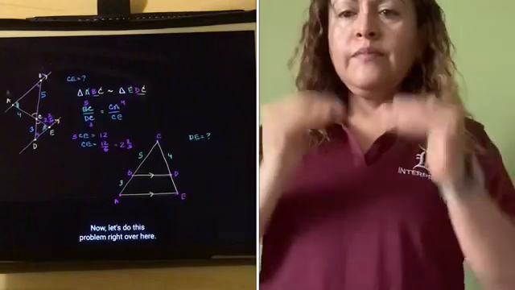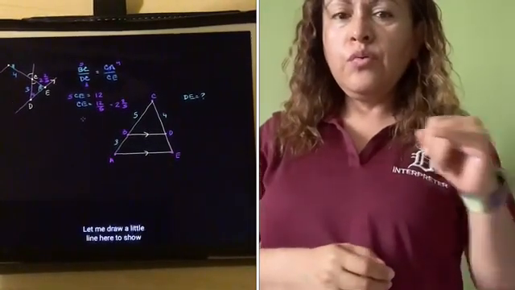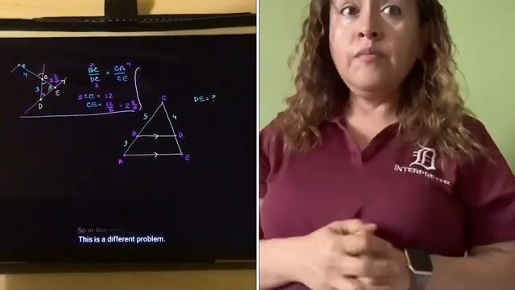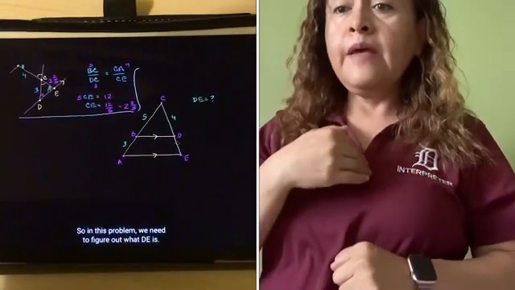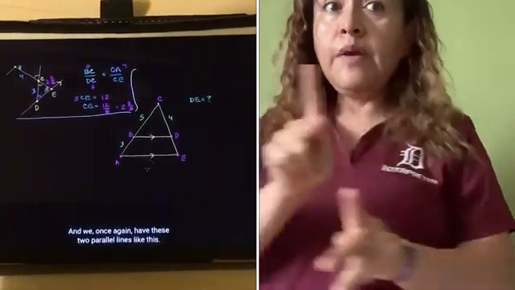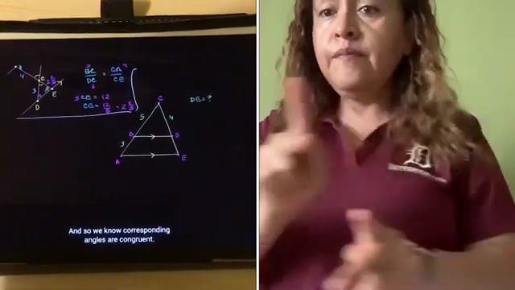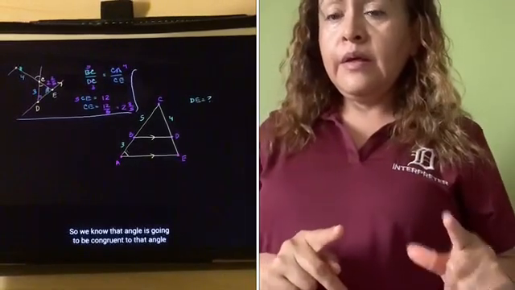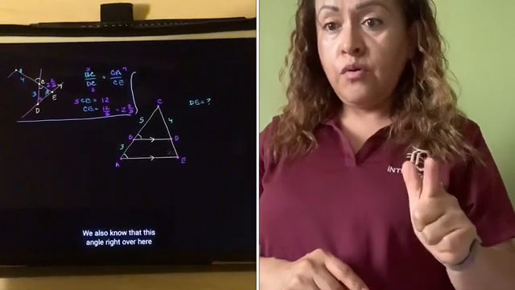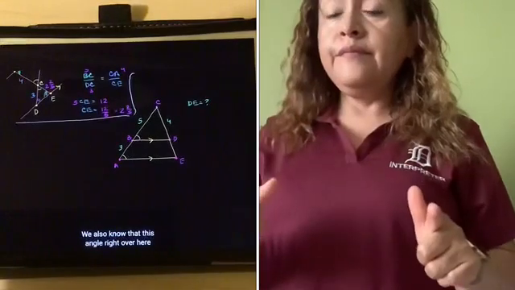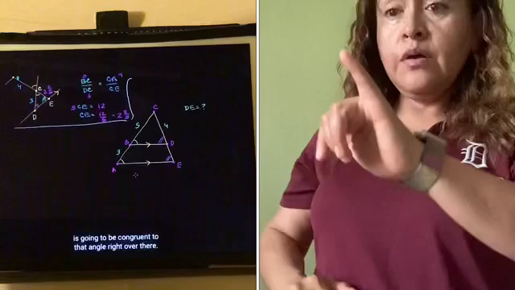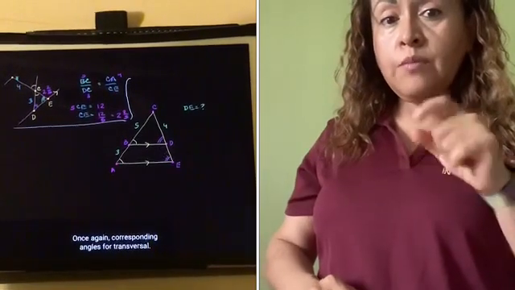Now, let's do this problem right over here. Let me draw a little line here to show that this is a different problem now. In this problem, we need to figure out what DE is, and once again we have these two parallel lines. And so we know corresponding angles are congruent. So we know that this angle is going to be congruent to that angle, because you could view this as a transversal. We also know that this angle right over here is going to be congruent to that angle right over there. Once again, corresponding angles for a transversal.